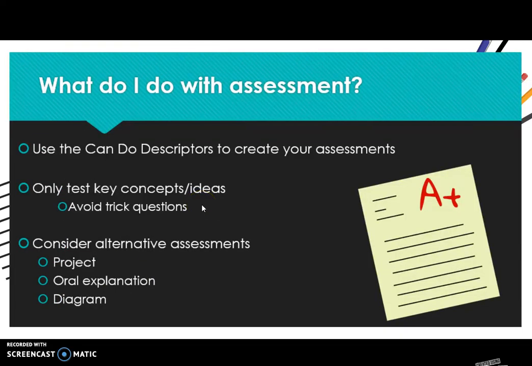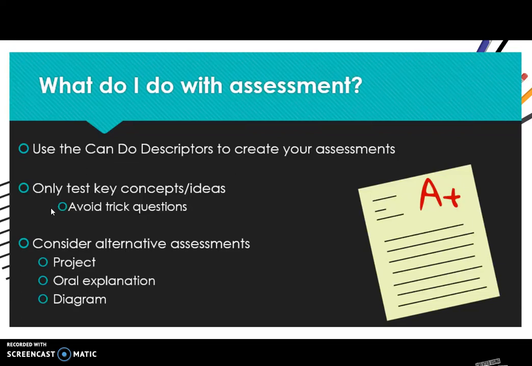Another question is, what do I do with assessment? The expectations for assessment are just as they are for instruction. You should be using the can-do descriptors to help you create your assessments, and they should be modified for the language level of the student. So again, look at those can-do descriptors to help you know what is appropriate for each student. A suggestion that I would provide is only test on key concepts and ideas and avoid any trick questions. Is it important that they're able to tell you every little detail, or can they summarize the overall concept? You have to keep that in mind.